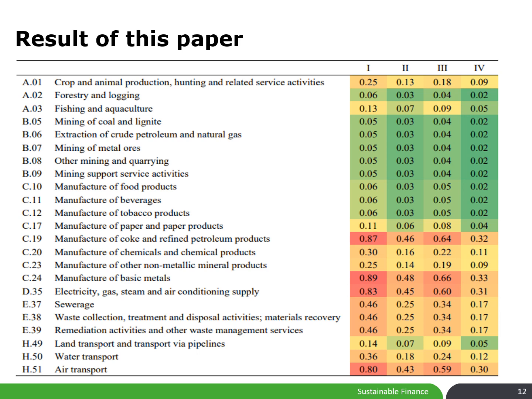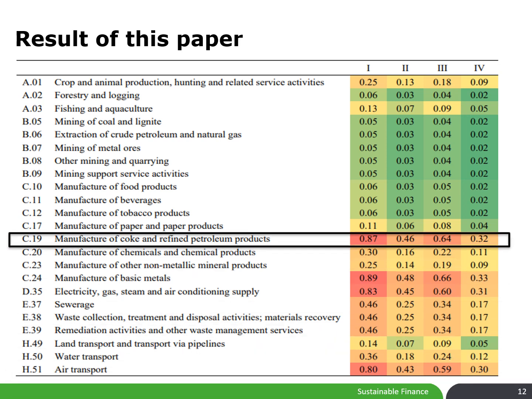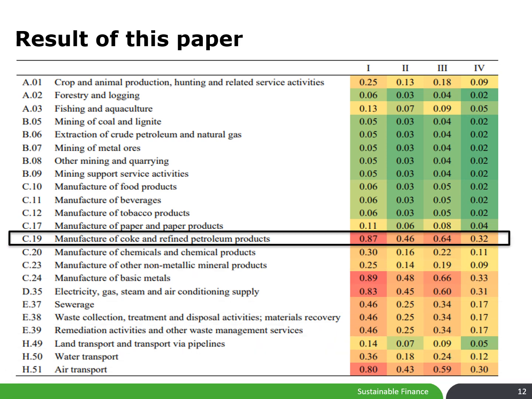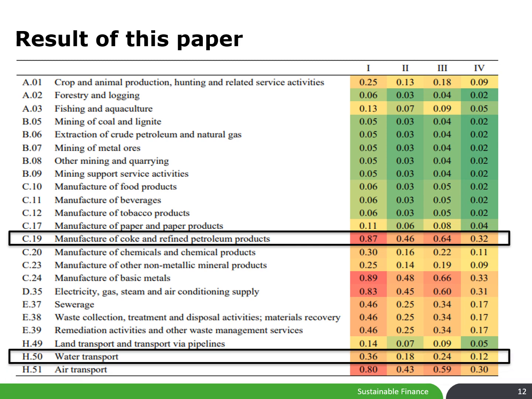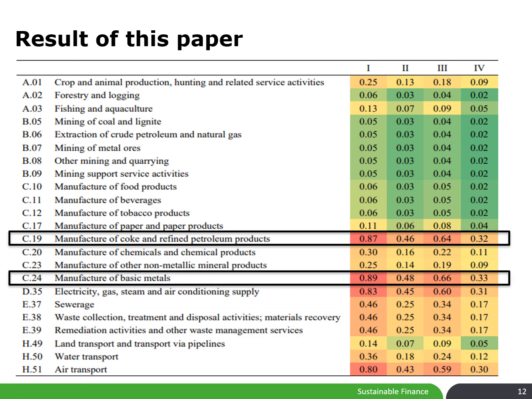This graph shows the estimated asset value shock by industry in the 100 euro carbon tax scenarios. So we can see that the main sectors in danger are the manufacture of coke and refined petroleum products, the manufacture of basic metals, and air transport.